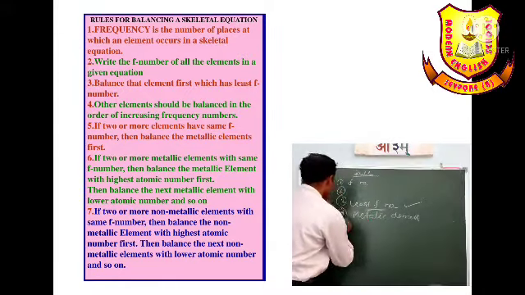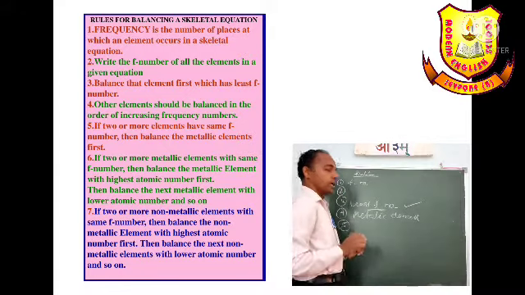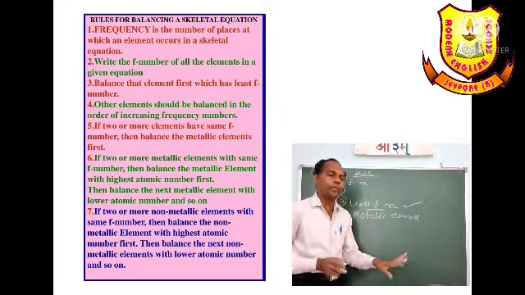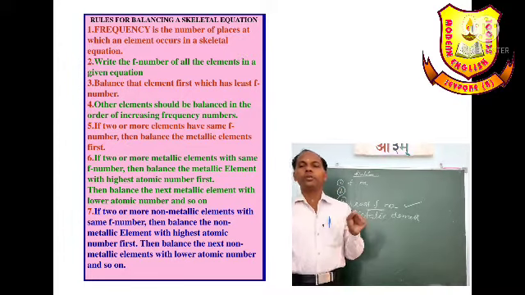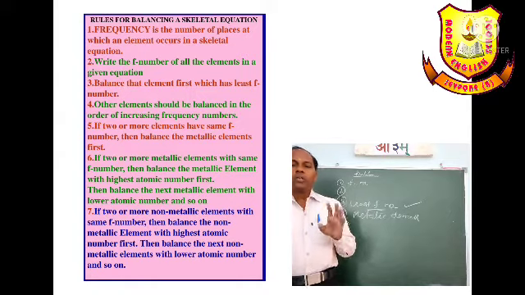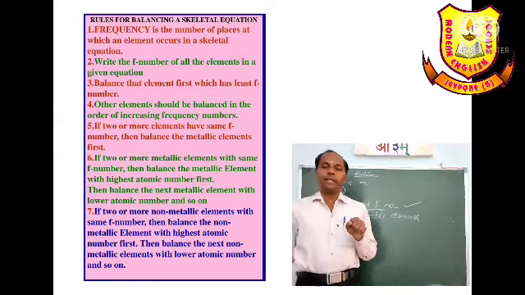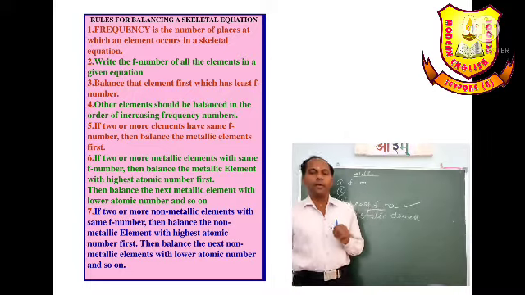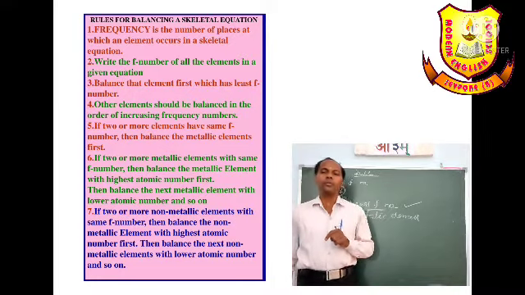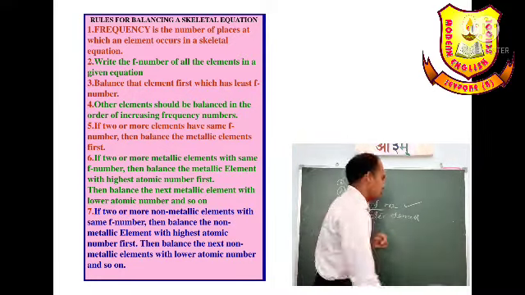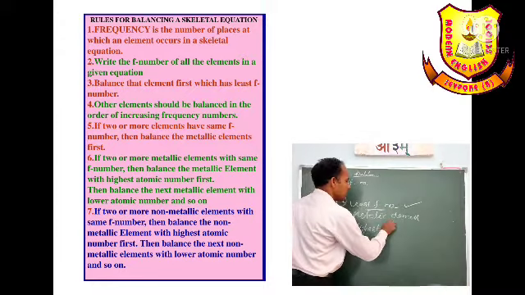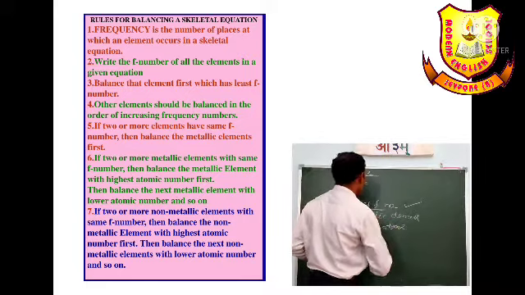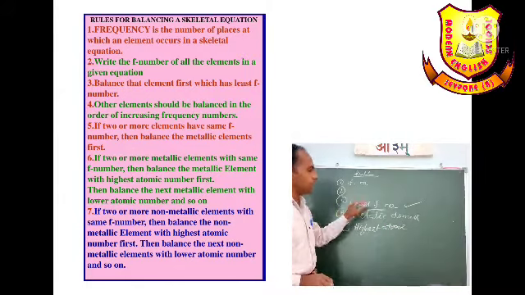Okay, next, the fifth question will again come. If two metals have the same f number, which one will be balanced first? If two or more metallic elements have the same f number, then balance the metallic element with the highest atomic number first.